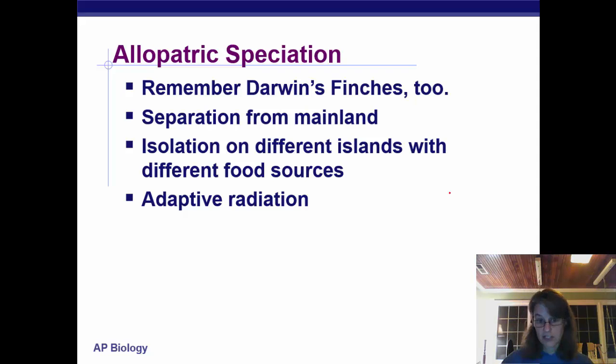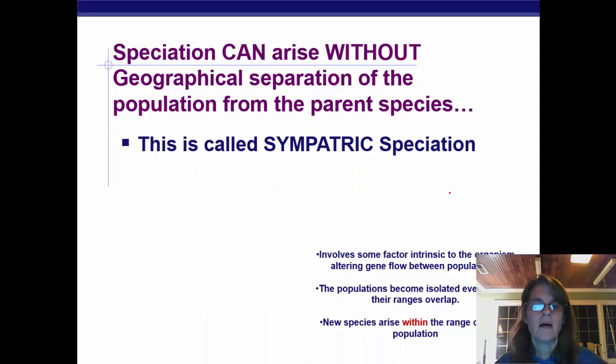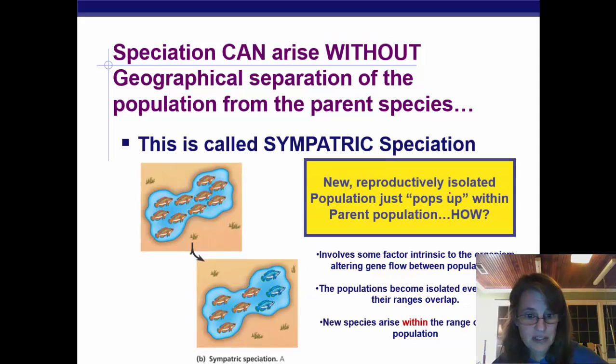His ancestral finches separated from the mainland. They were isolated. They spread out to the different islands, became isolated to those food sources, and adaptively radiated to fit those islands. So species can arise without that necessity of a geographic barrier. That's called sympatric speciation.